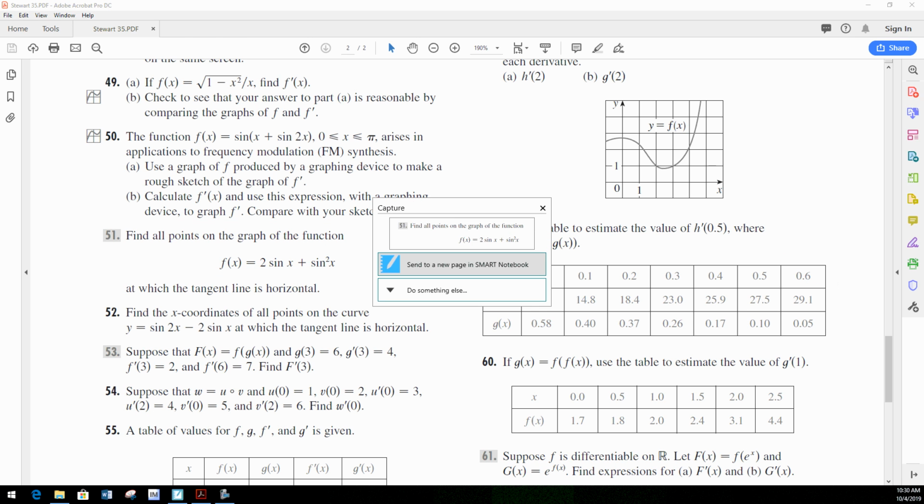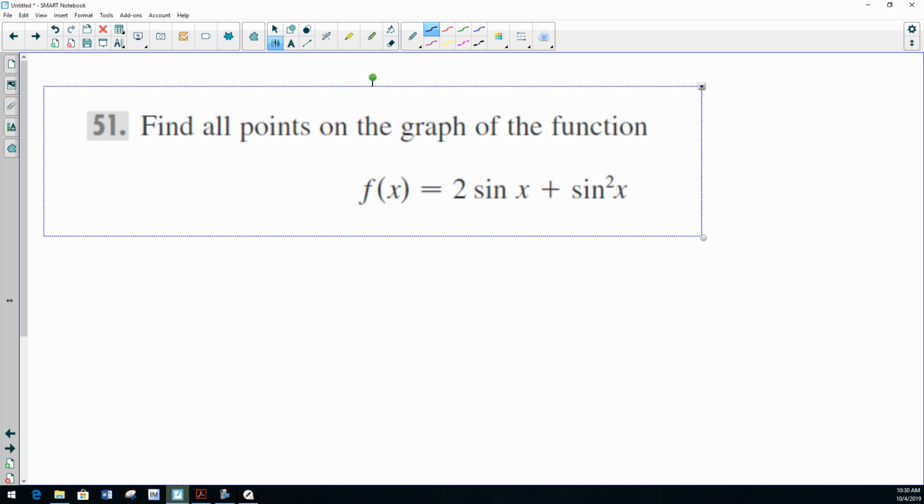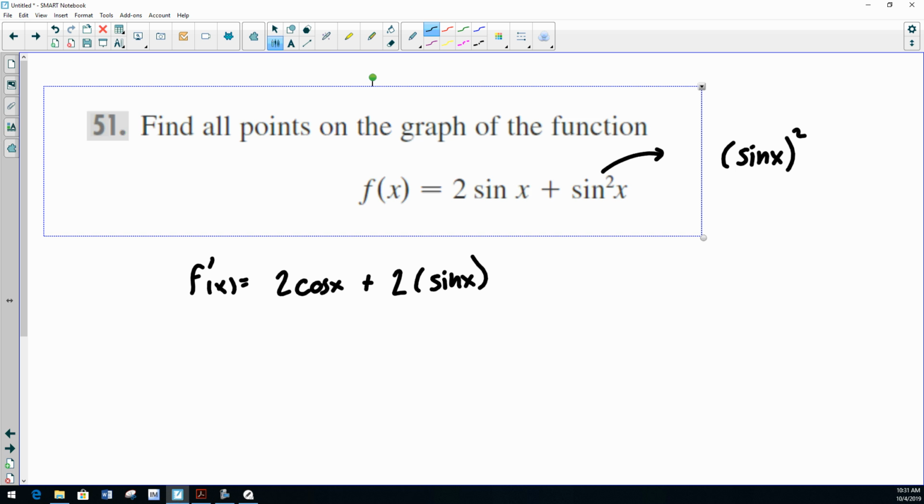Find all the points where the function is horizontal, right? The tangent line is horizontal. So the derivative is 2 cosine x plus, we said this yesterday, this guy should really be written this way, right? So the 2 is going to come down. Sine x, and the derivative of sine x is cosine x. I can factor out a 2 cosine x from everything. Set each one equal to 0.